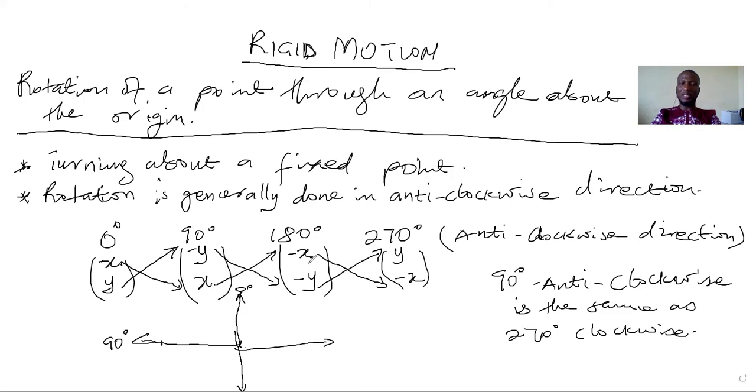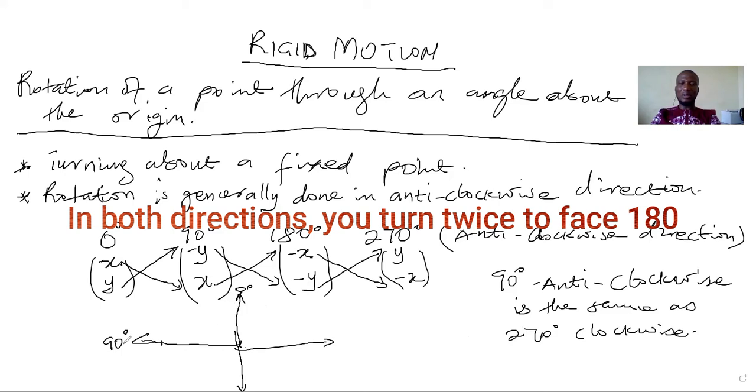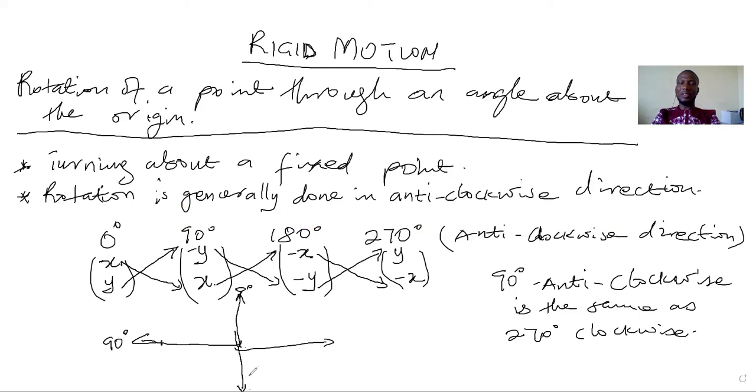Remember when we're doing the 180, I said that it doesn't matter which direction. So you see that as you are facing here 0, anti-clockwise, here is 90, here is 180. Let's face the same direction and then clockwise. This will be 90, this will be 180. You see that both of them are facing the same direction. So that is why 180 doesn't matter.